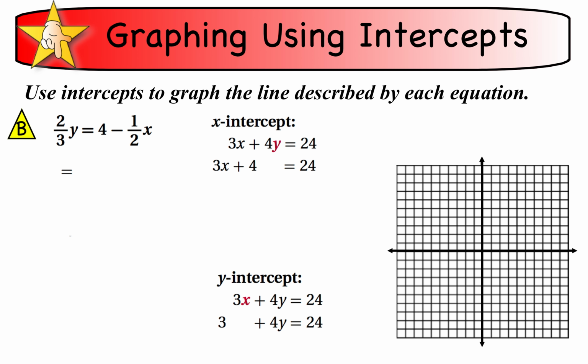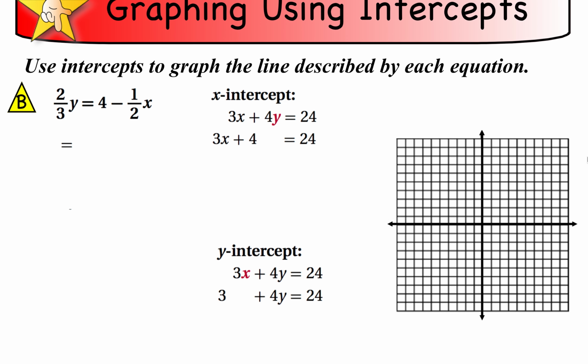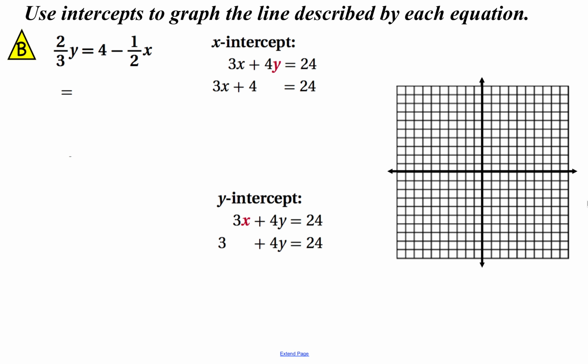Let's use intercepts again. Here's another example to graph the line that describes the equation. In this problem, it's not in standard form, so the first thing we want to do is get it into standard form. I'll multiply both sides by 6, because I have denominators of 2 and 3. If I multiply everything by 6, all those denominators will go away and I'll get rid of all of my fractions.